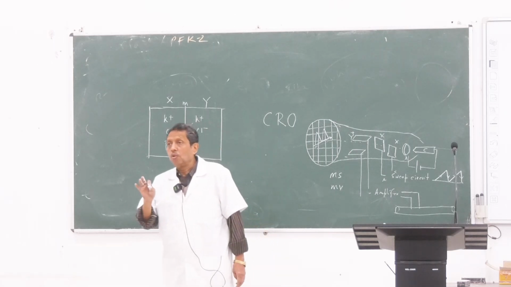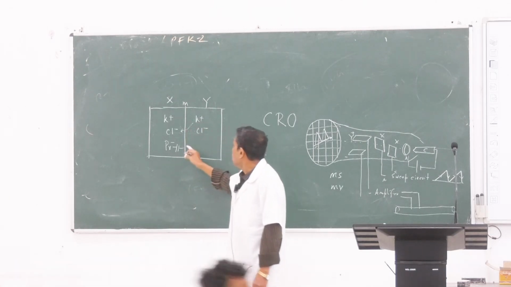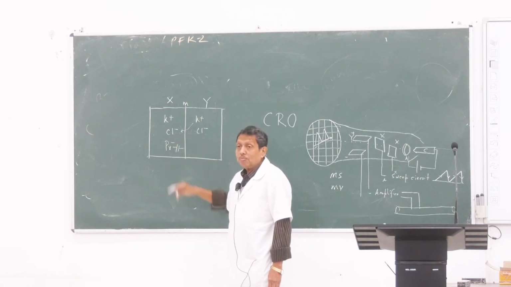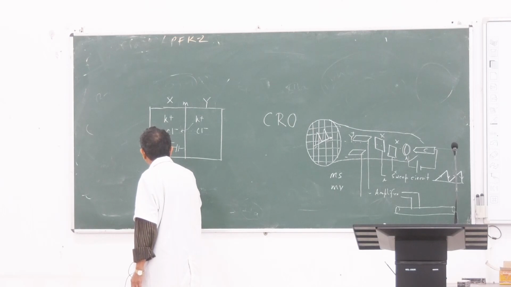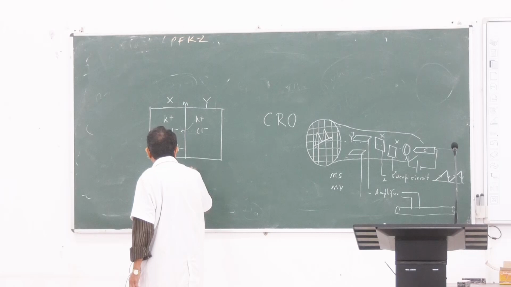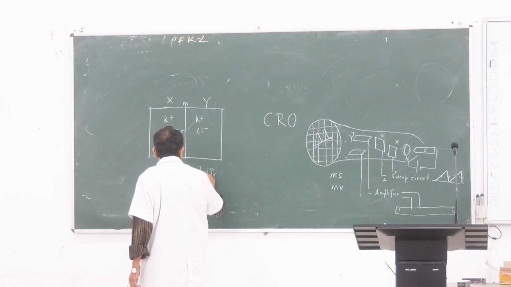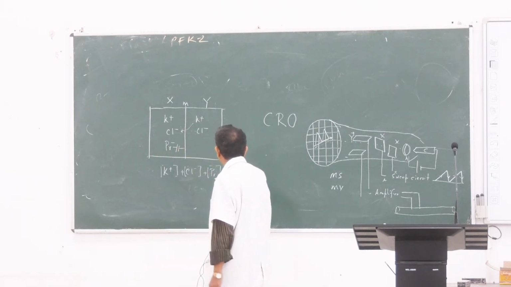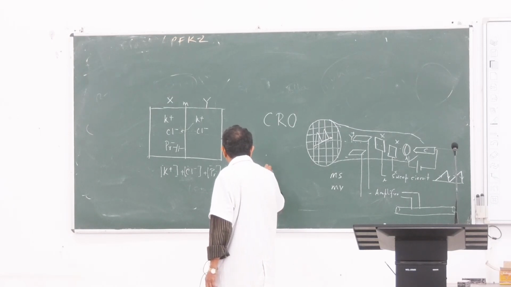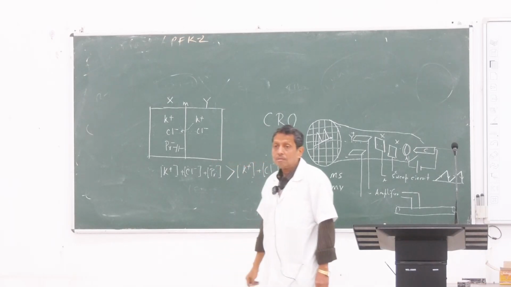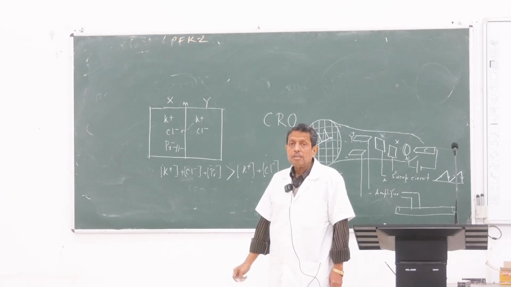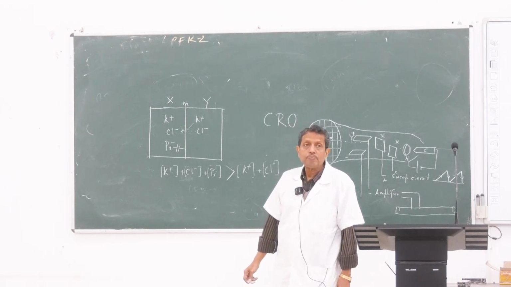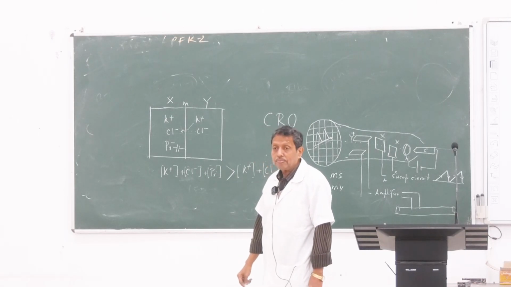So whenever there is equilibrium, then there are more osmotically active particles in the chamber X in comparison to that of the Y. So the concentration of potassium ion plus chloride ion plus protein anion on side X is more than that of side Y, and this is more osmotically active particle on the side X in comparison to that of the side Y at equilibrium.